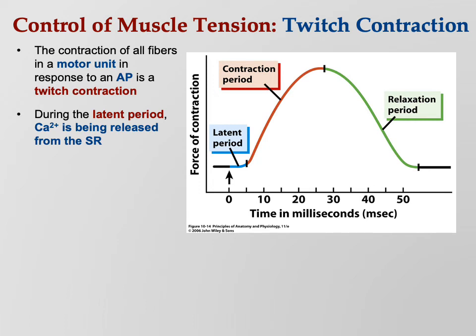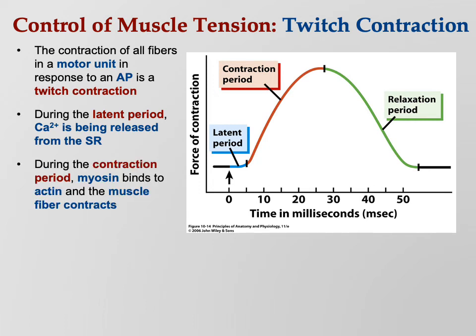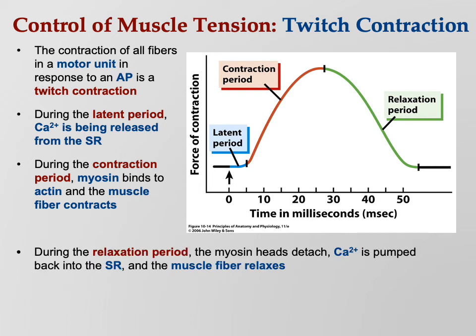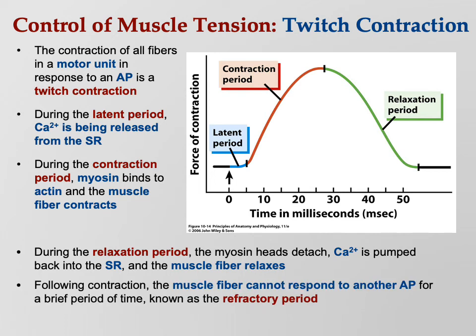So during the latent period, calcium is released from the SR. During the contraction period, myosin binds to the actin. During the relaxation, myosin has detached, calcium pumped back. Just what I was saying before, okay? And then there's actually a brief period of time called the refractory period when the muscle can't contract again immediately. We'll talk more about that idea when we get to the nervous system.